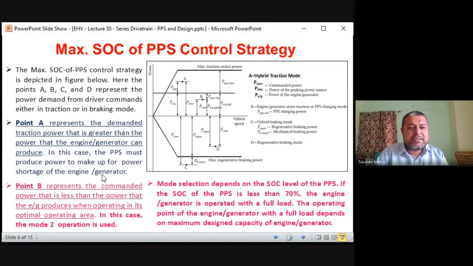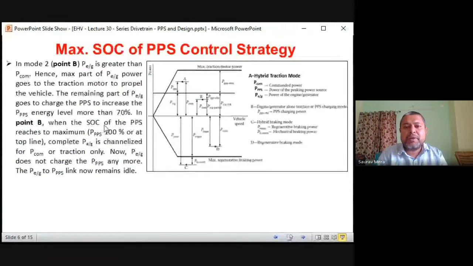So B is the biggest case. In the first part, PEG is driving the vehicle as well as charging the PPS. In the second part of point B, the PPS has become fully saturated, which means the SOC of the PPS is 100%. In this case, the charging of the PPS is not done anymore. The whole power of PEG, that is the engine generator set, is doing the traction work, taking the vehicle in the forward direction only. This is the second case. So the PEG-PPS link remains idle.